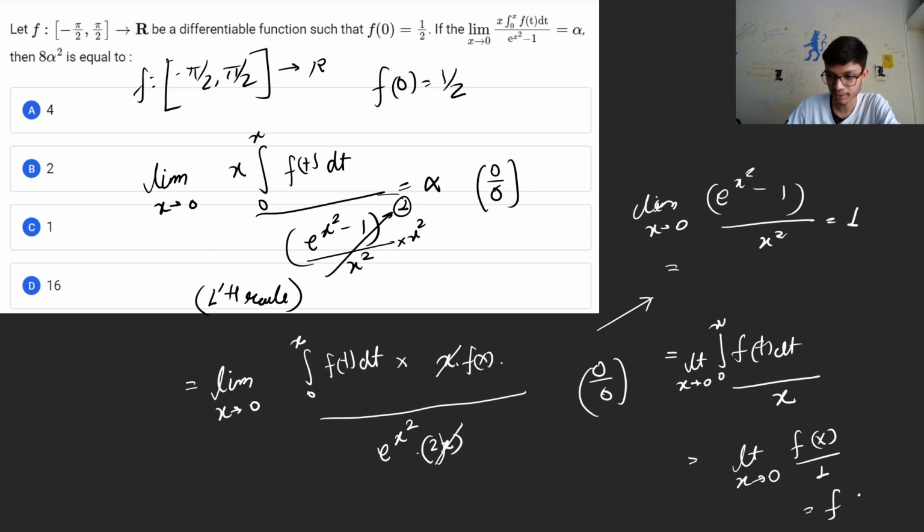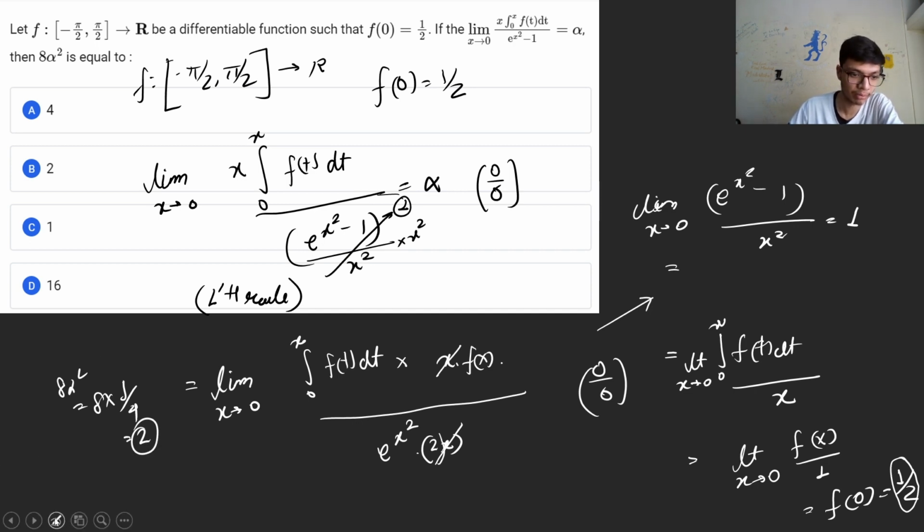And that basically simplifies the result as f of 0, and we know the value of f of 0 as 1 by 2. So with this, the value of the limit is going to be 1 by 2. That means alpha is basically 1 by 2. So 8 times alpha square is basically 8 into 1 by 4, and that is going to be 2. Quite a simple problem. So the result is going to be option number B, that is 2.